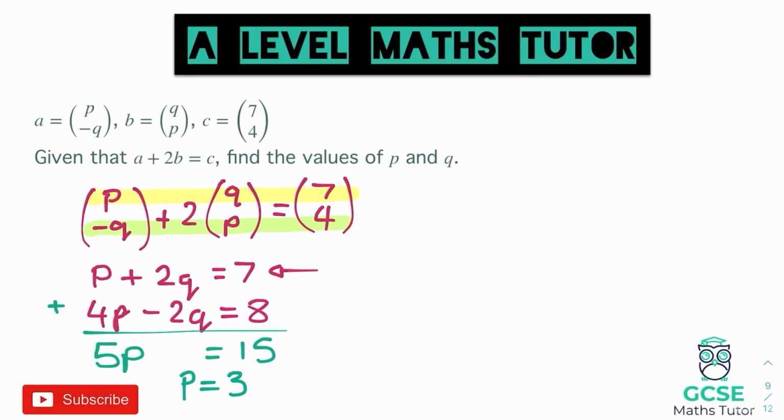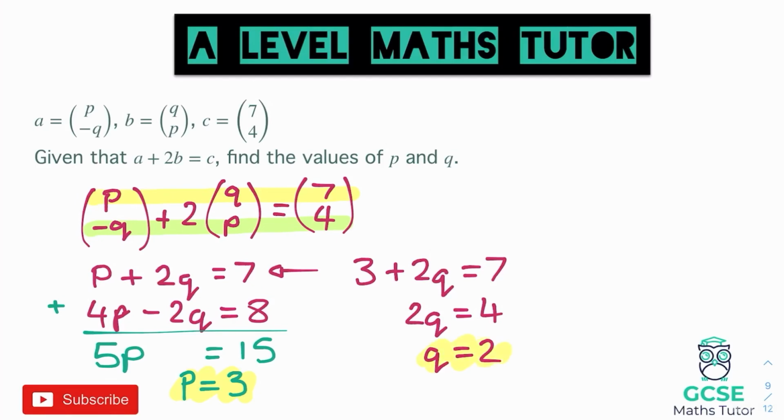So if p is 3, we get 3 plus 2q is equal to 7. We can subtract 3 from both sides. So 2q is equal to 4, and divide by 2, q equals 2. And there we go, we've solved that question. Just highlight our two answers there because we've got p equals 3 and we've got q equals 2.